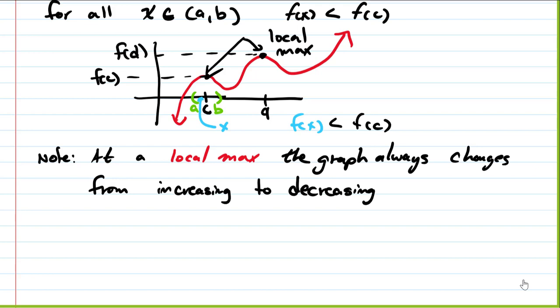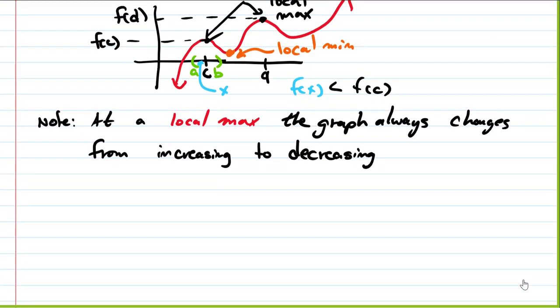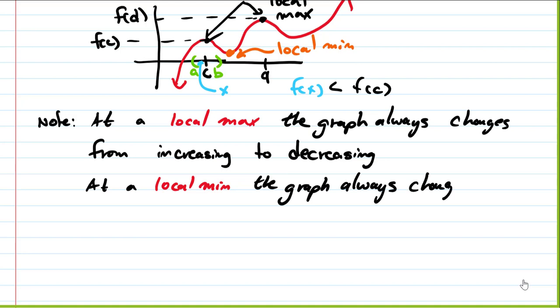Using the same idea, we get exactly the same idea for local mins. And you'll see, if we look at this point right here, this would be a local min. And at a local min, it's going to change from decreasing to increasing. So it has to change from going down to going back up. So at a local min, the graph changes from decreasing to increasing.